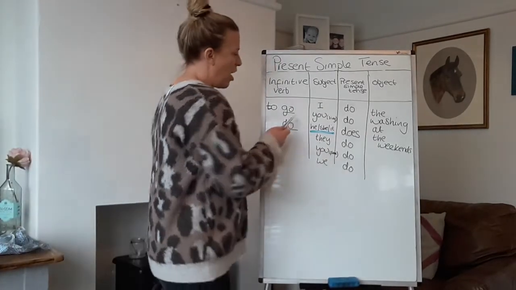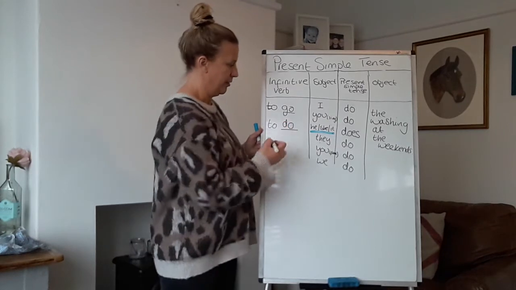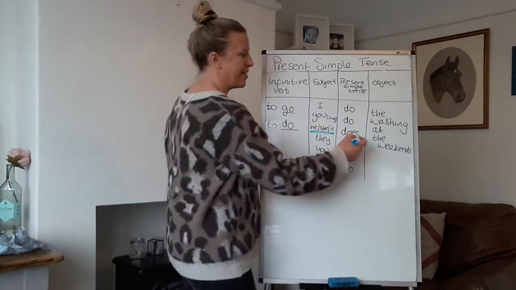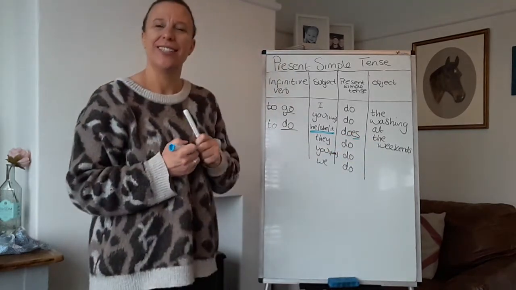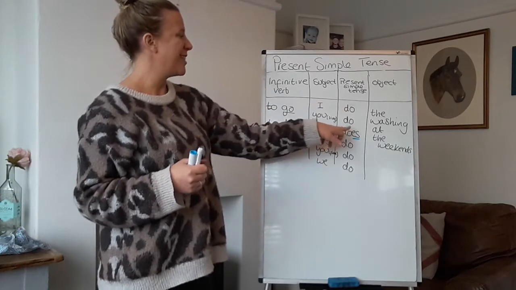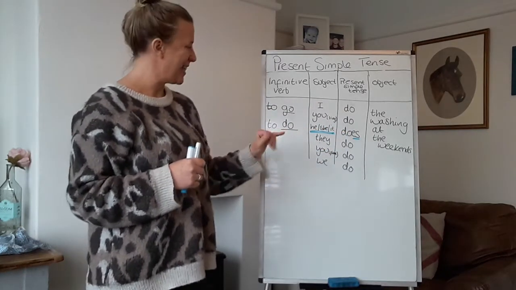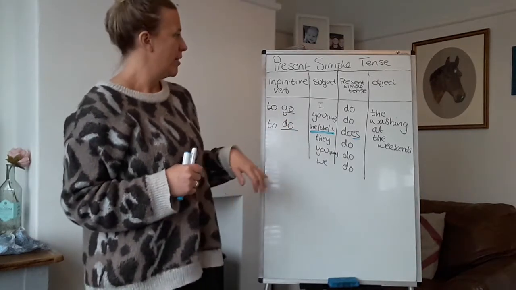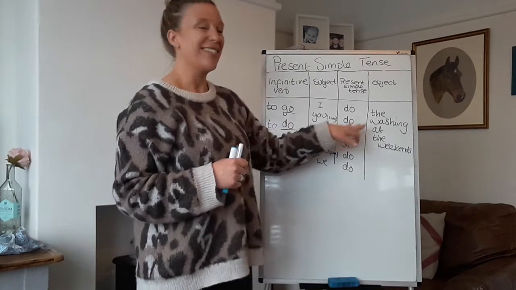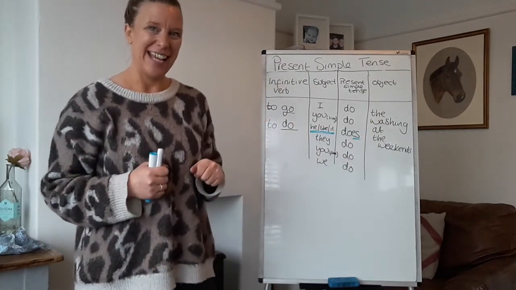A little bit like go, the verb to do also adds es for he, she or it. So it becomes does. So I do, you do, he, she, it does. They do, you do, we do. So we add es for do and go. So I do the washing at the weekends. She does the washing at the weekends. So go and do, we add that es.